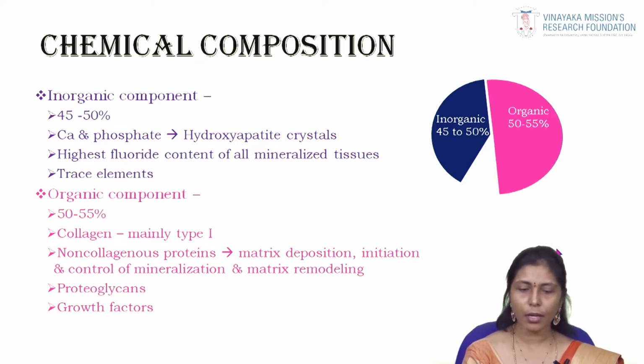Next, coming to organic component. It comprises 50 to 55%. The remaining amount is going to be water. What makes up this organic component? The main component of organic matrix is type 1 collagen. It also contains non-collagenous proteins, proteoglycans, growth factors. The role of non-collagenous proteins is that they are going to play a major role in matrix deposition, initiation and control of mineralization and matrix remodeling.